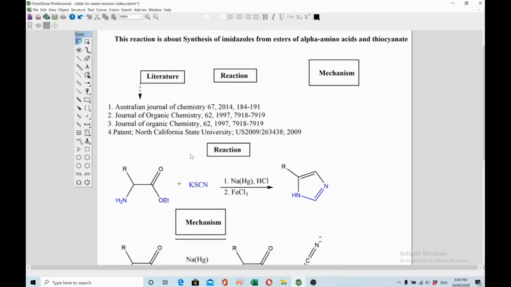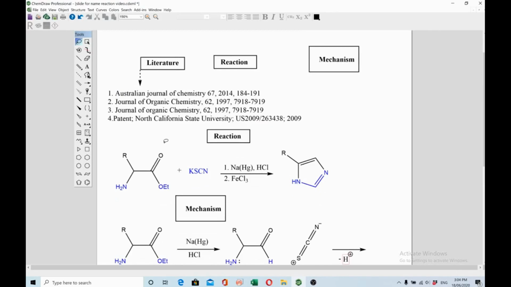So what is this reaction? This reaction is about making imidazoles starting from alpha amino esters. So instead of a carboxylic acid, here we have an ester. If this was acid, we would call them amino acids. So we have to use this alpha amino ester plus potassium cyanide and a reducing agent, mercury in sodium HCl, and another reducing agent, ferric chloride, gave us the final product.